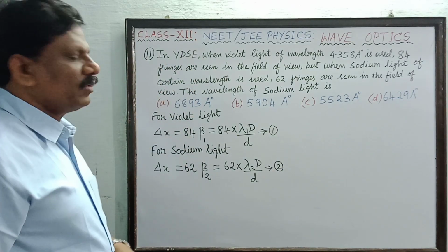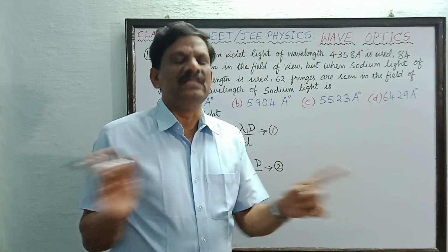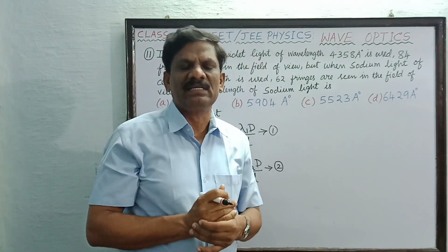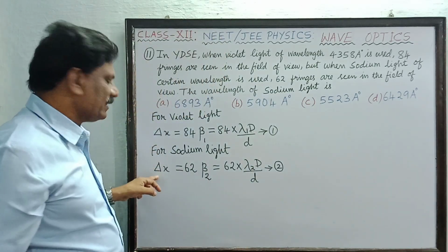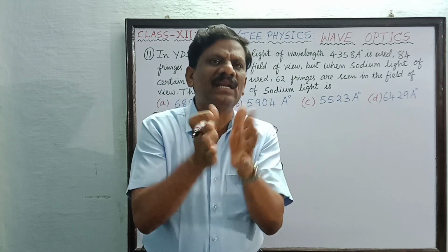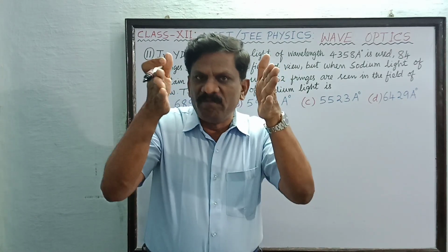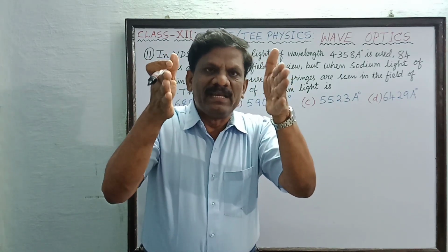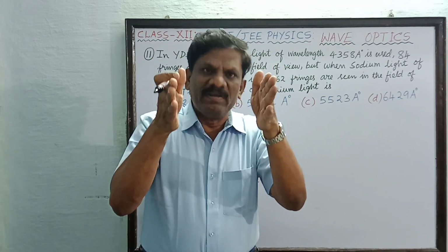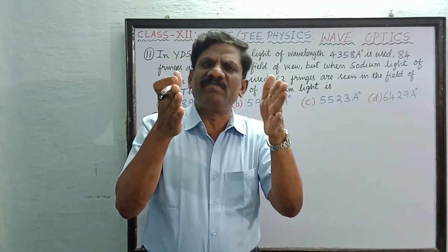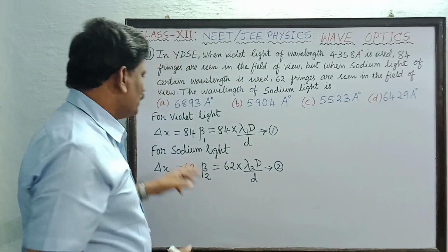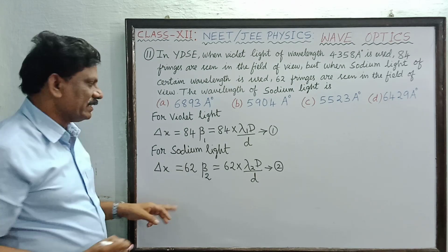So I am going to equate these two, because in the same field of view only the number of fringes are different. Delta x is called the field of view, meaning the distance in which the number of fringes are visible to us. In the same width, when you use violet light, a different number of fringes are formed. In the same width, when you use sodium light, some other number of fringes are formed, but the width is the same. So delta x is the same. So I am going to equate the right hand sides.